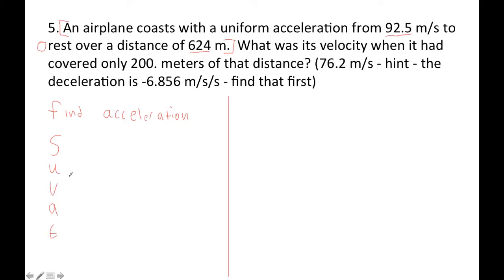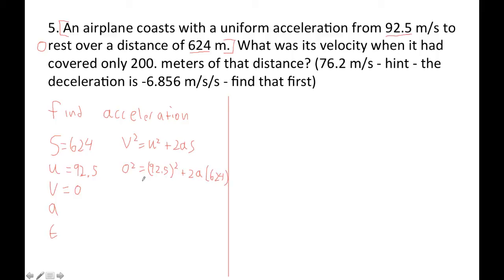S-U-V-A-T. Our final velocity is 0. Our initial velocity is 92.5 meters per second, right? And the distance is 624 meters. Okay. And then I'm going to use no t because I want a, right? So I'm going to do v squared is u squared plus 2as. Okay, so 0 squared is 92.5 squared plus 2 times a times 624.